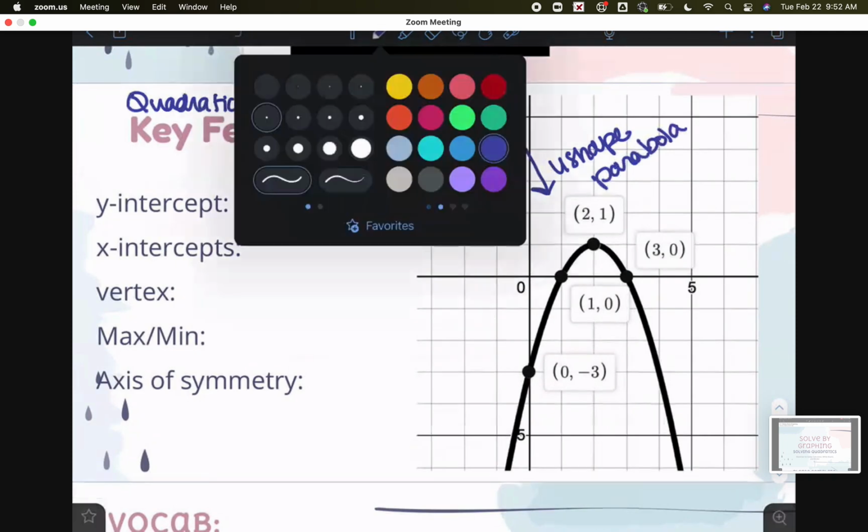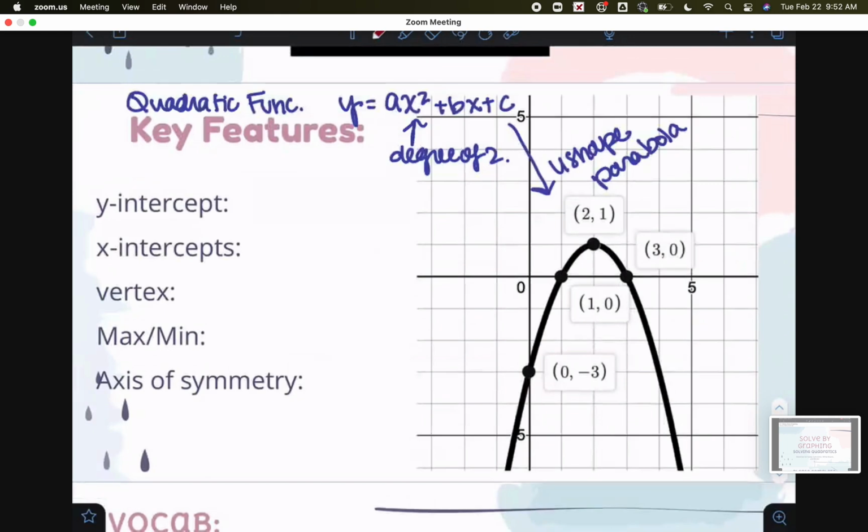All right, from there, we can look at our graph, and we should be able to easily identify each of these key features. Remember, the y-intercept is the point where the graph crosses the y-axis. So we have (0, -3). And x-intercepts are the points or point where the graph crosses the x-axis. Remember, I said points because you could have more than one, like this case in which we have 2: (1, 0) and (3, 0). Next, you should be able to look at your vertex, and our vertex is at (2, 1).